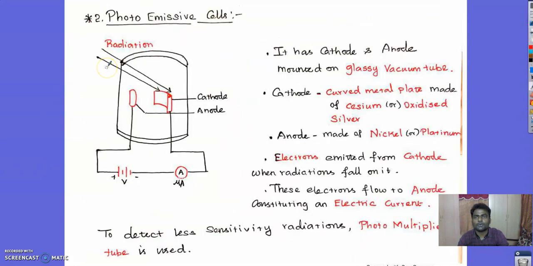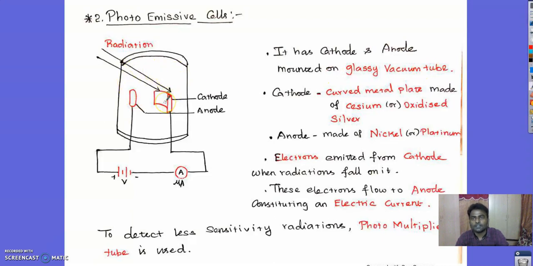The next photoelectric transducer is the photoemissive cell. This is a passive type of transducer. Here's the construction of the photoemissive cell. There is a placement of an anode and a cathode. The cathode is a curved metal plate, constructed that way in order to absorb the radiation, that is, photons from the light energy, and it is enclosed in a glass vacuum tube.